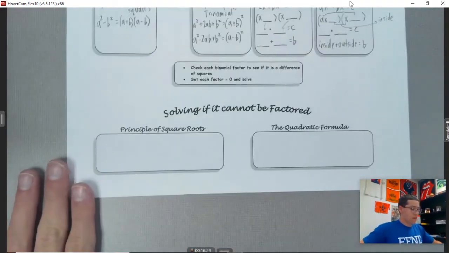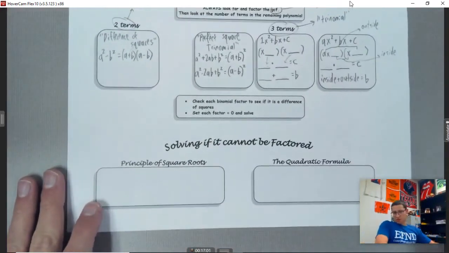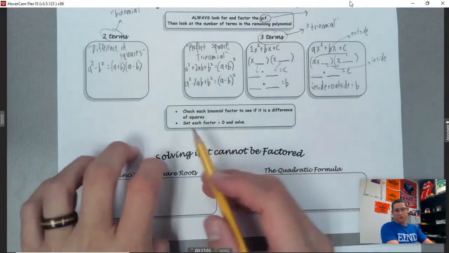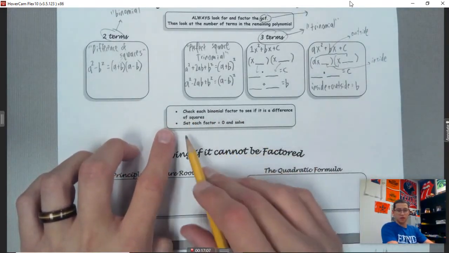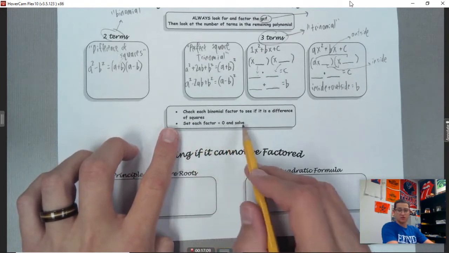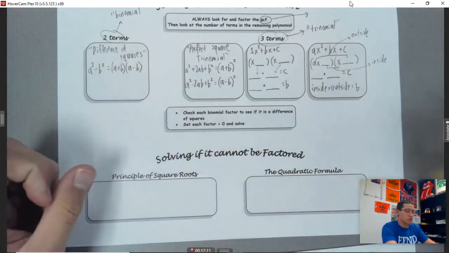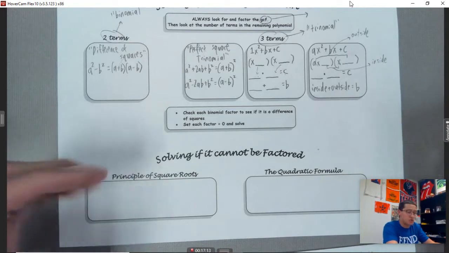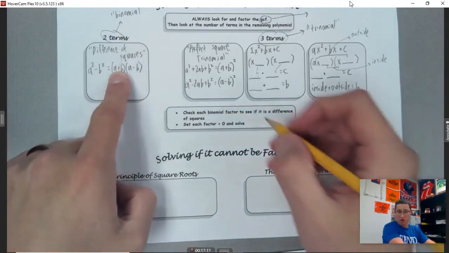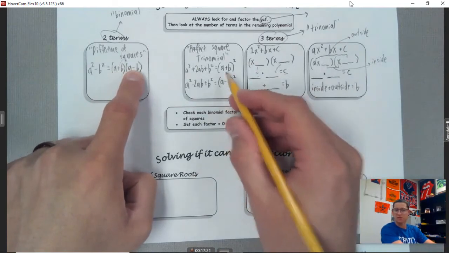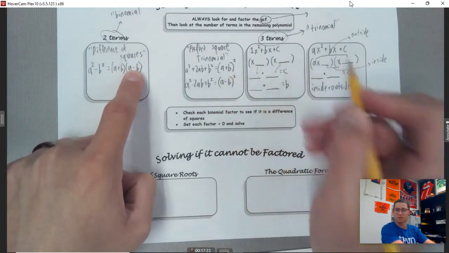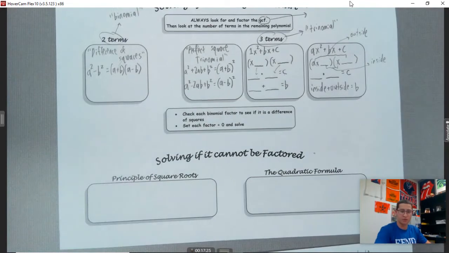All right, so those are your options for your trinomials. Now check each binomial factor to see if it's a difference of squares. Then set each factor to 0 and solve. So that's kind of like that example where we now get it into the binomials. And what I mean by the binomial is this a plus b, a minus b, all these different things in here. Those are the binomials. Then set each factor to 0 and solve.